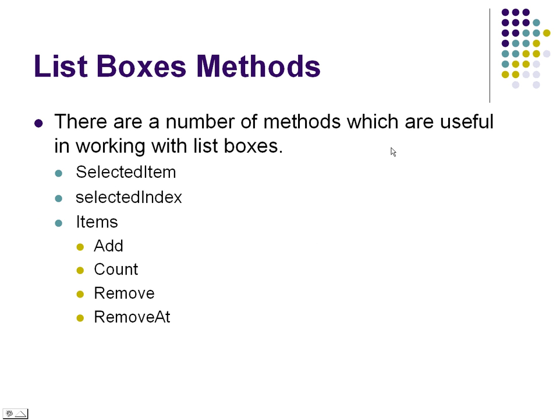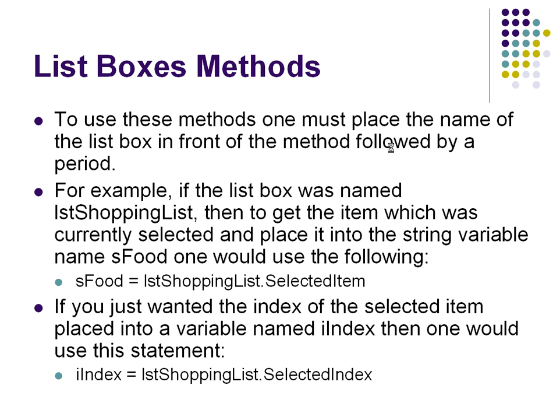There are a number of methods to use on list boxes to get things out of it, to find out things, and to remove things, and the methods are going to be described in a little more detail in a few seconds here. You place the name of the list box in the front of it, and then you put a period. An example is right down here.